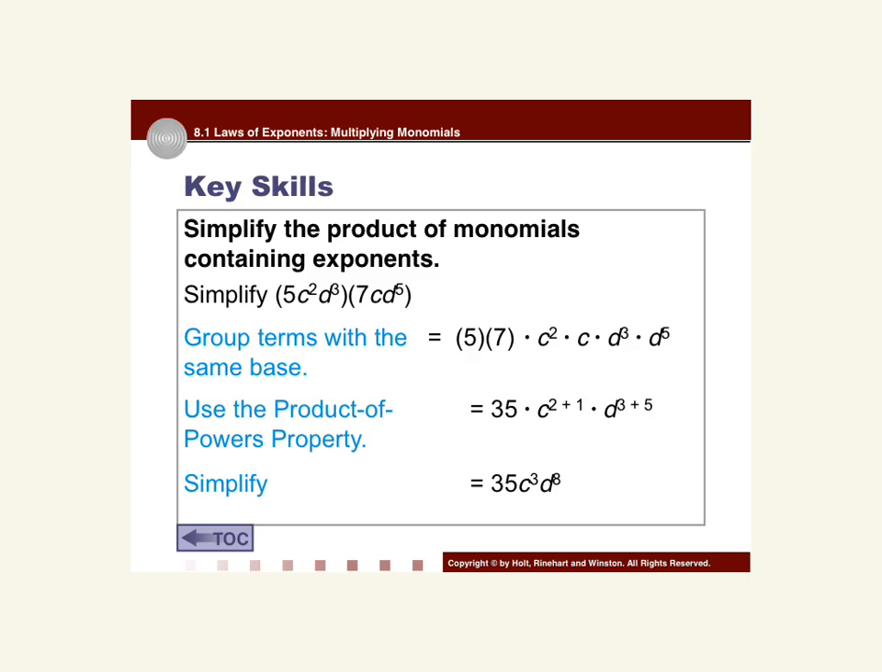In this case, we have 5c squared d to the third times 7c d to the fifth. So we remove the parentheses, we group the coefficients together, 5 times 7, and we group the variables that have the same base together. Notice that the second c has an exponent of just 1. Now we add the exponents of like bases. We multiply the coefficients for our final answer of 35c to the third d to the 8th.